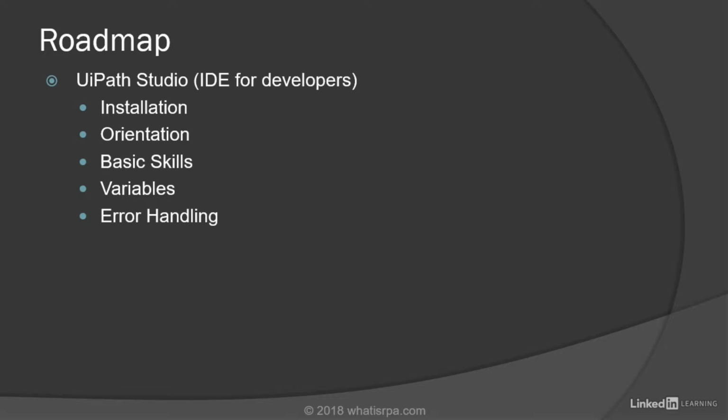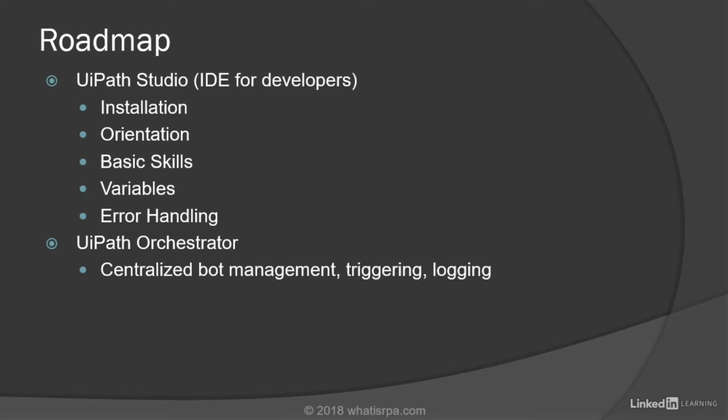We talked about installation, orientation, some basic skills, variables, and error handling. Now that we've covered some of those basics of creating software robots, I think it's very important to take a quick break and discuss UiPath Orchestrator, which you're going to use for centralized bot management, triggering, and logging, plus the robots themselves, whether attended or unattended.